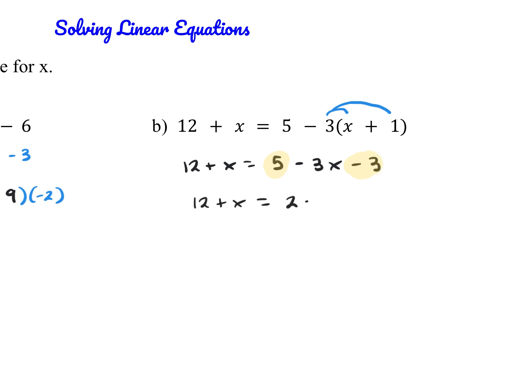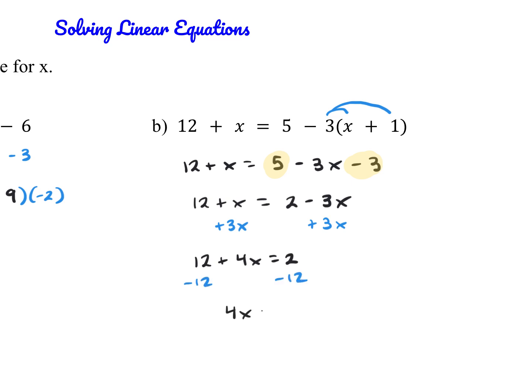So that gives me 2 minus 3x. Now I need to make sure that I get my x terms on the same side. So I'm going to add 3x to both sides. So 12 plus 4x equals 2. And then I could subtract 12 from both sides.